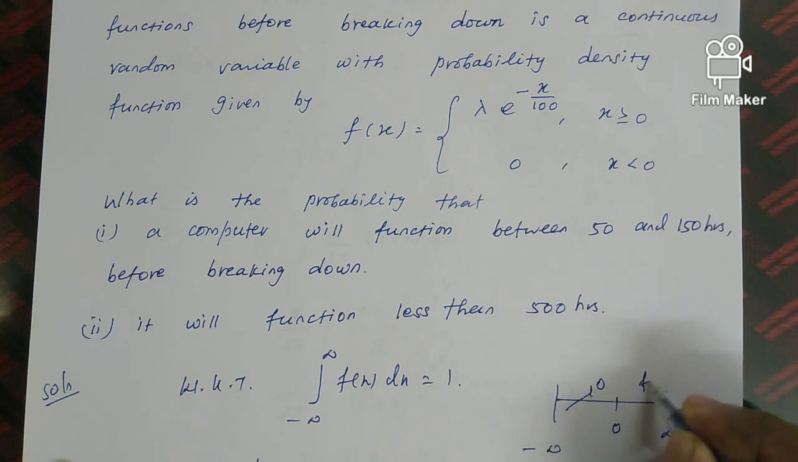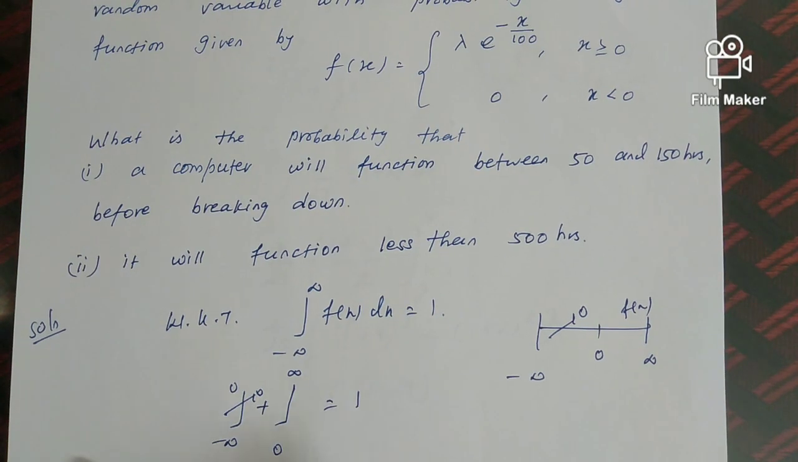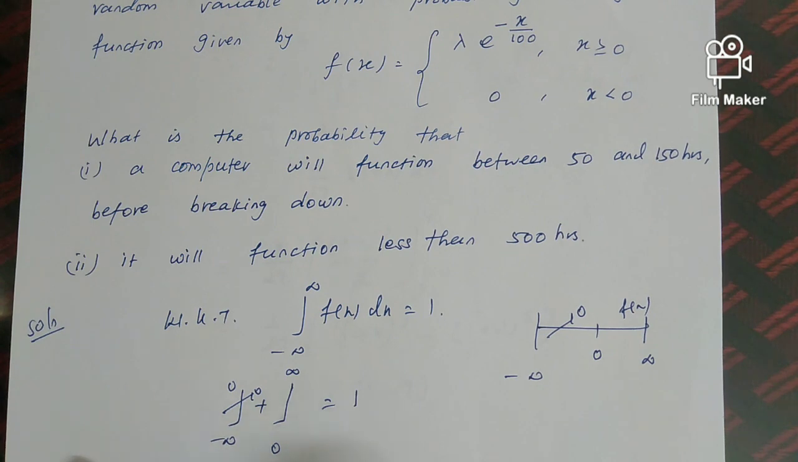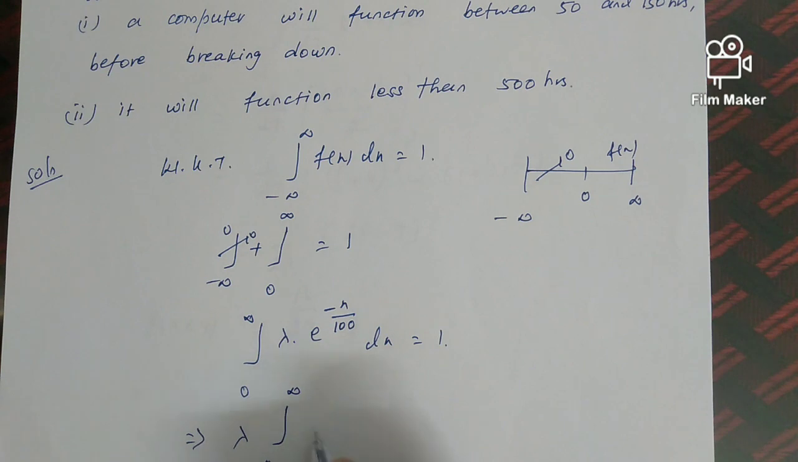Only here it is given that f of x. So this interval can be split as minus infinity to 0 plus 0 to infinity equal to 1. The first integral value is 0. So 0 to infinity, f of x, what is given? Lambda e power minus x by 100 dx equal to 1. Here lambda is an unknown value, we can take it outside. Lambda into integral 0 to infinity e power minus x by 100 dx equal to 1.